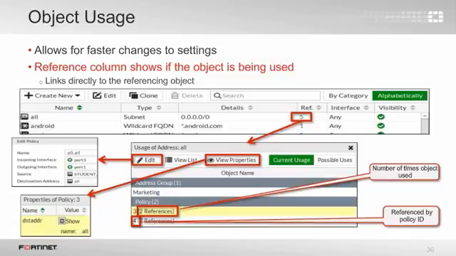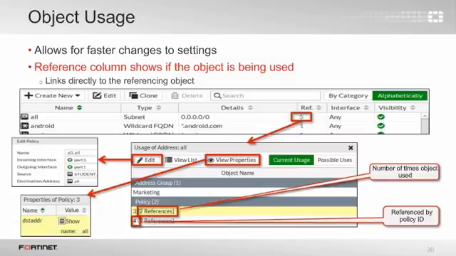See the numbers in the ref column? They are the number of places where that object is being used. The number is actually a link, so if you click it, you can see which objects use it. In this example, address all is being used by an address group and 2 firewall policies. If you select a firewall policy, you can use the Edit, View List, and View Properties tabs.